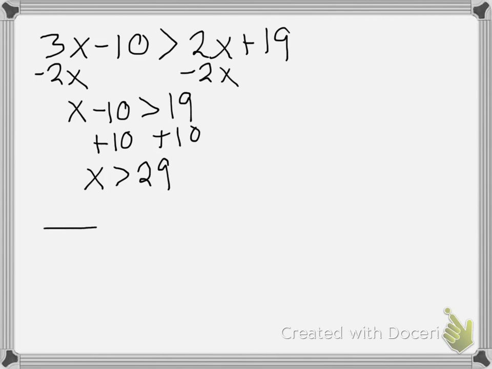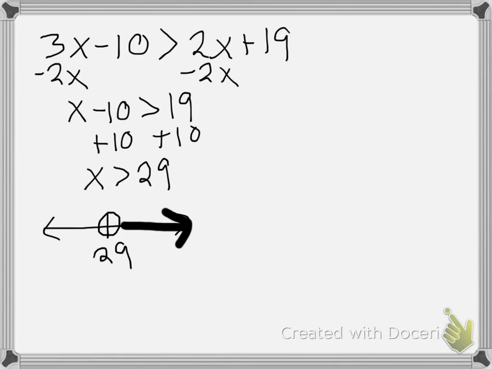So here's our number line. We have a number at 29. What kind of circle are we going to have? Closed or open? I hear you. It's going to be closed. No, it's going to be open. So we have an open circle going to the right because it says greater than. So what does that do for our interval notation?